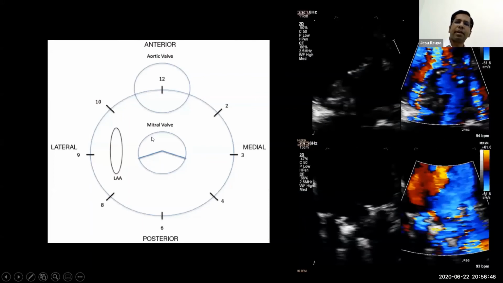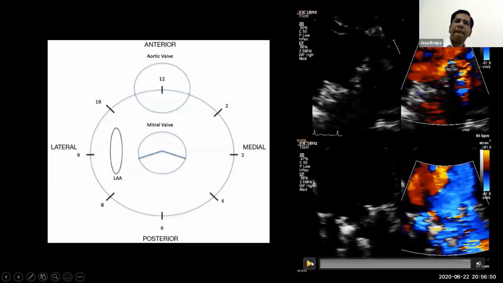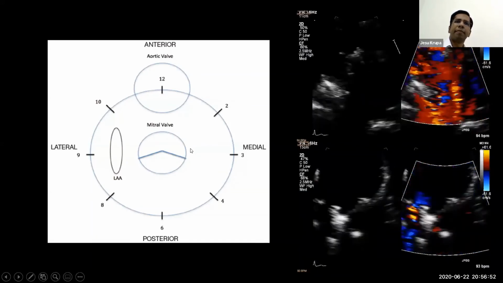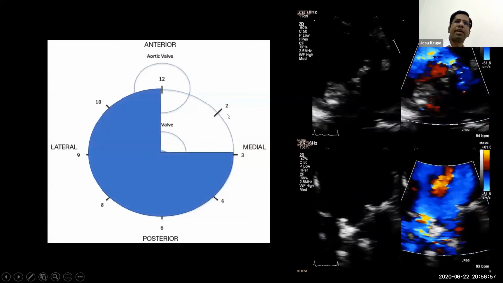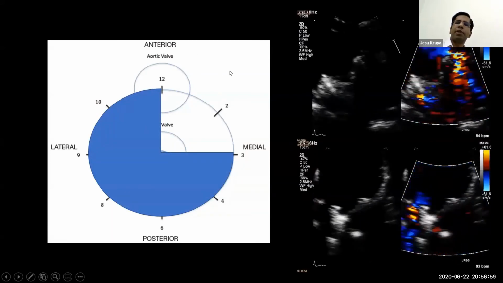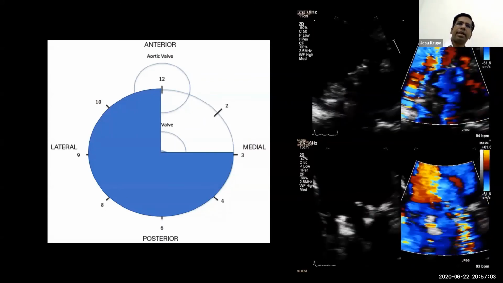So again, in this particular patient, it is anterior and it is medial, and hence it would be somewhere in this particular region. So all this is important to know beforehand, exactly where it is, so that the intervention can be done properly.